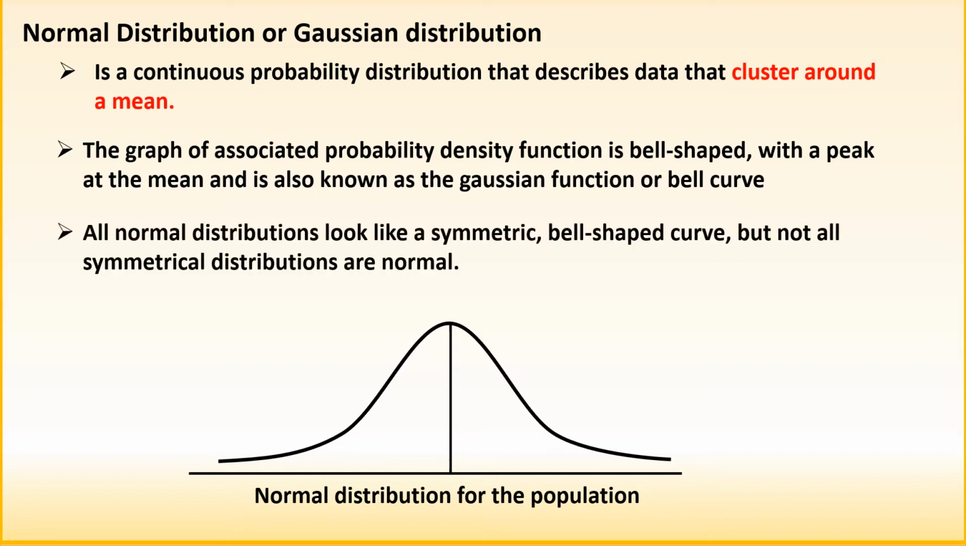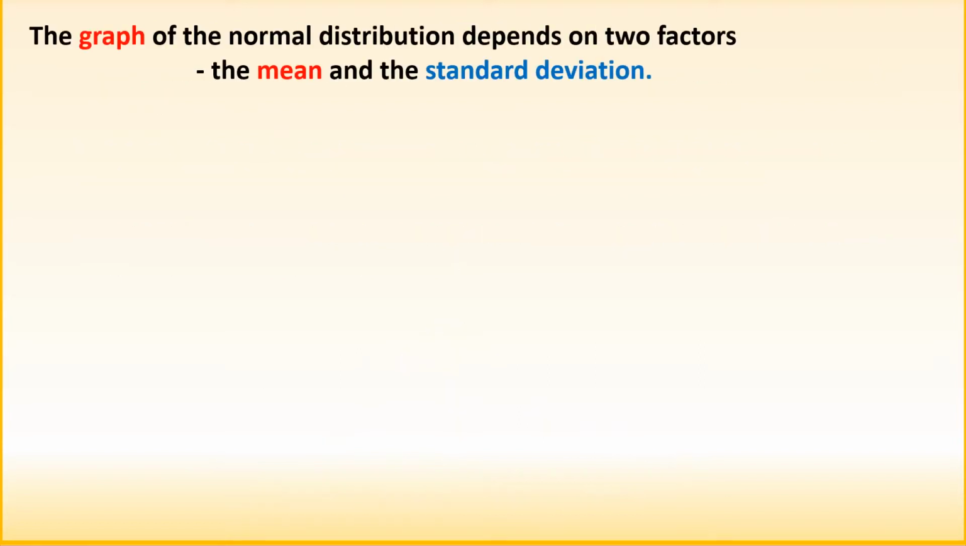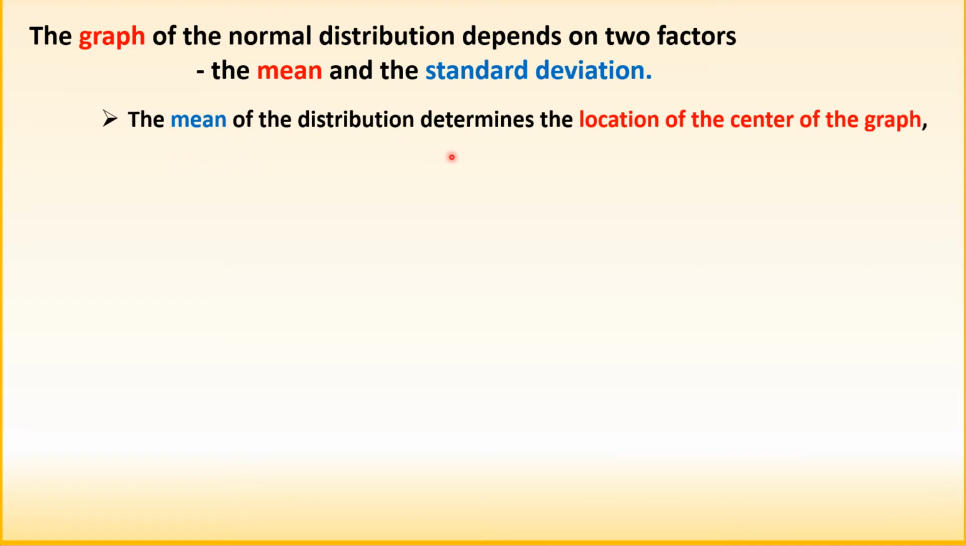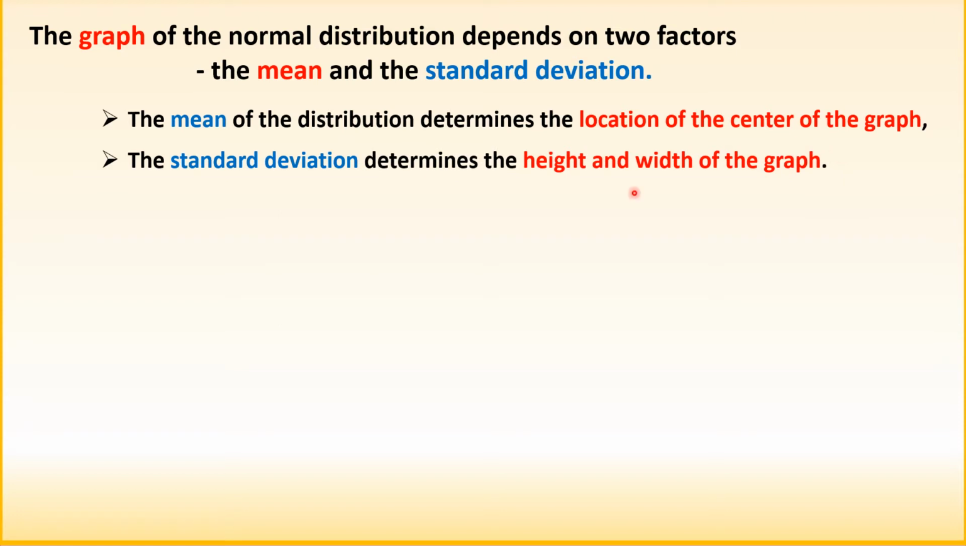All normal distributions look like a symmetric, bell-shaped curve, but not all symmetrical distributions are normal. The graph of the normal distribution depends on two factors, the mean and the standard deviation. The mean of the distribution determines the location of the center of the graph, and the standard deviation determines the height and the width of the graph.